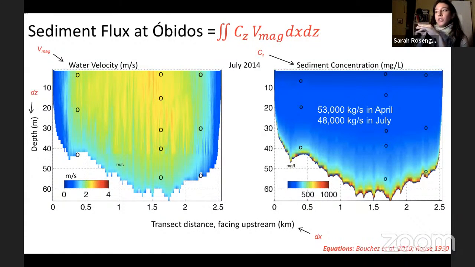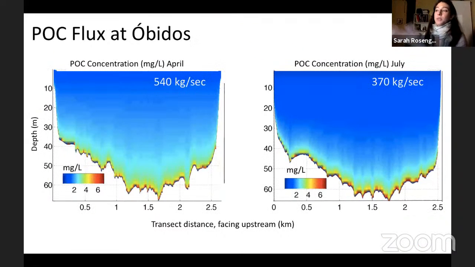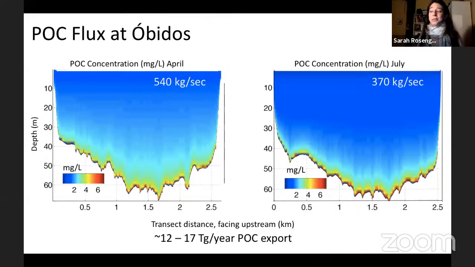And then we also measured the particulate organic carbon concentration in the sediments too. Generally, they're about 1% organic carbon. So we were also able to construct cross-sectional concentrations of particulate organic carbon in the main stem. Again, as you would expect, there's depth-related sorting of the particulate organic carbon concentration. In April it was 540 kilograms per second, and in July it was 370. I don't think it's the right thing to do, but if we scale it to annual fluxes, it's quite similar to previous estimates.